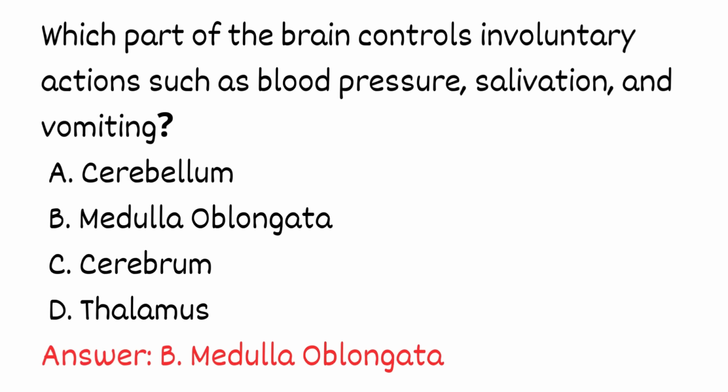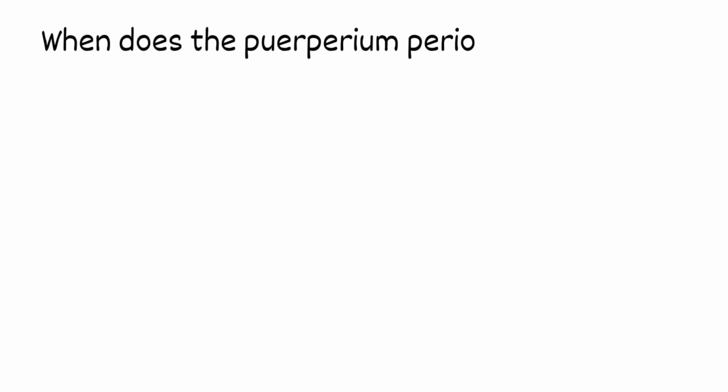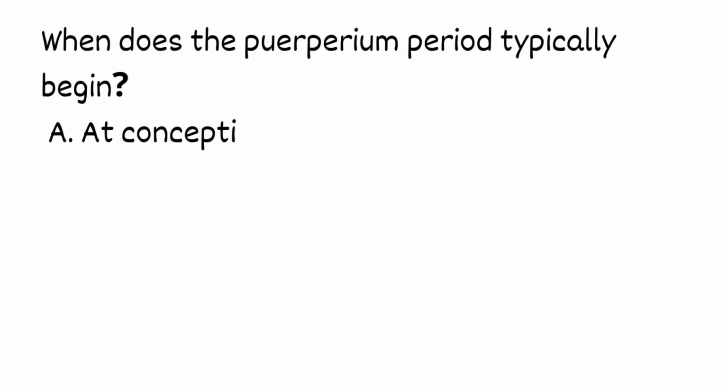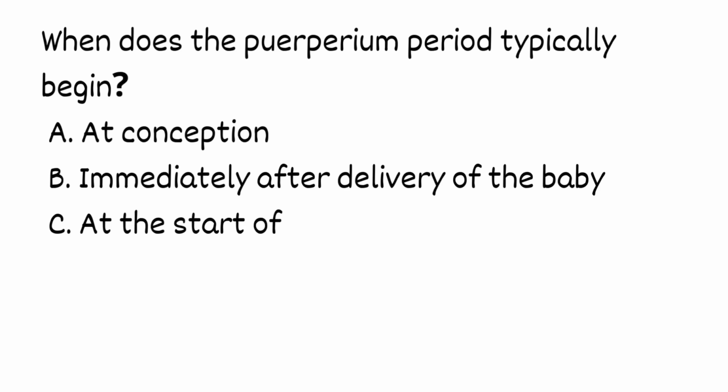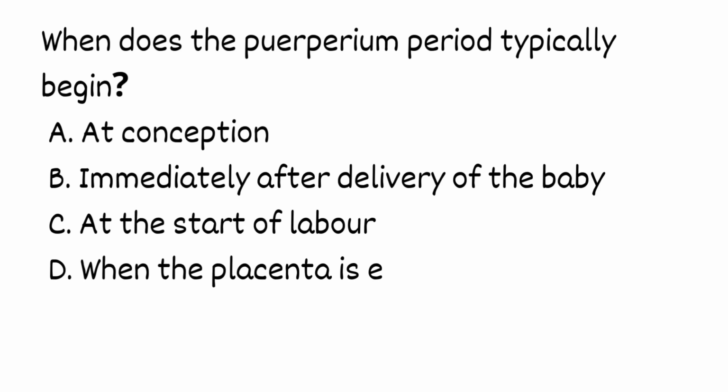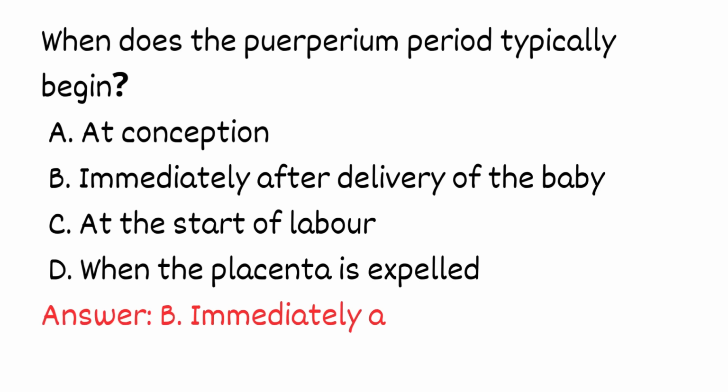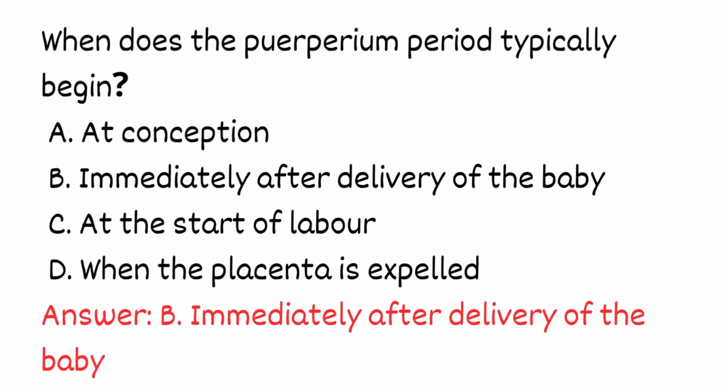Medulla oblongata. When does the puerperium period typically begin? A. At conception. B. Immediately after delivery of the baby. C. At the start of labor. D. When the placenta is expelled. Answer, B. Immediately after delivery of the baby.